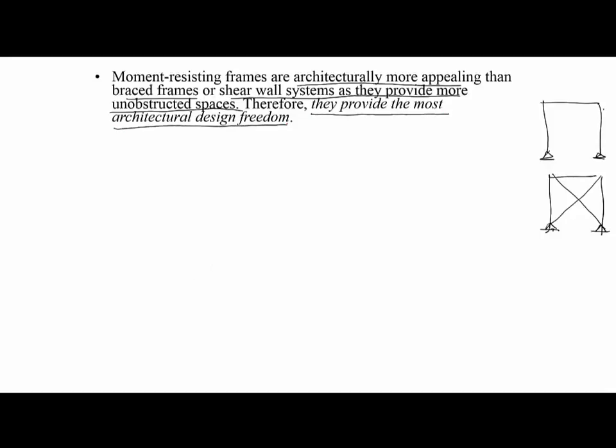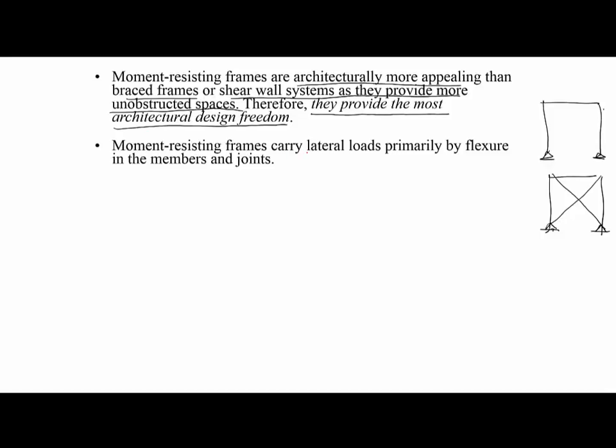Now, moment resisting frames or rigid frames are architecturally much more appealing than, say, a brace frame or shear wall, because they provide more unobstructed space. A moment frame looks like this. But if you have got a brace frame, you have got a bracing here, and this bracing is going to occupy a space, then architecturally it might be a problem. In general, moment frames or rigid frames provide the most architectural design freedom.